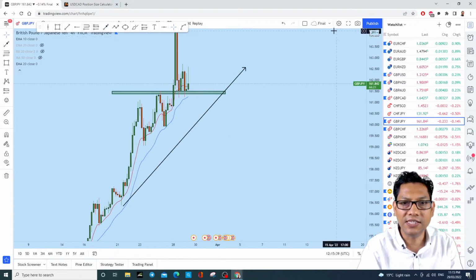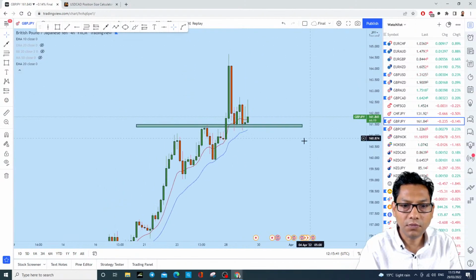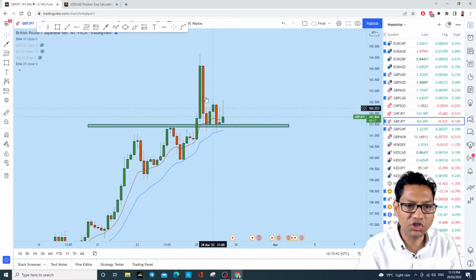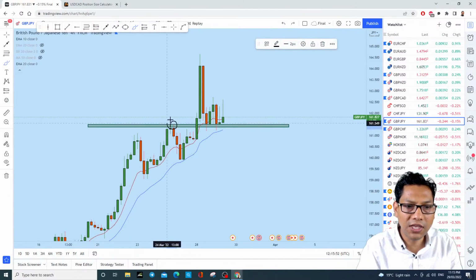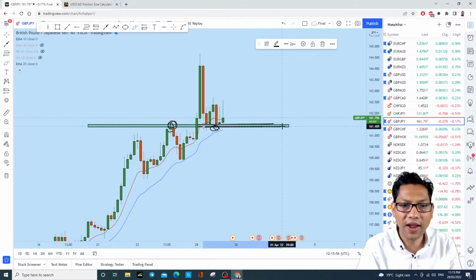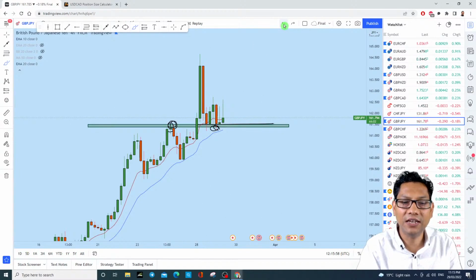Second thing is there is a structure here. See, this resistance acted as a support. This kind of level is very, very strong because previously it acted as a resistance and now it is acting as a support, and quite a few back-to-back 4-hour candles rejected from here.